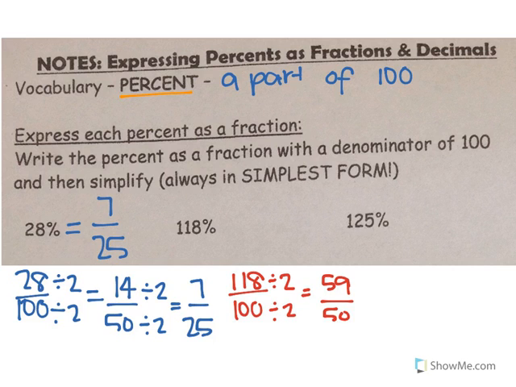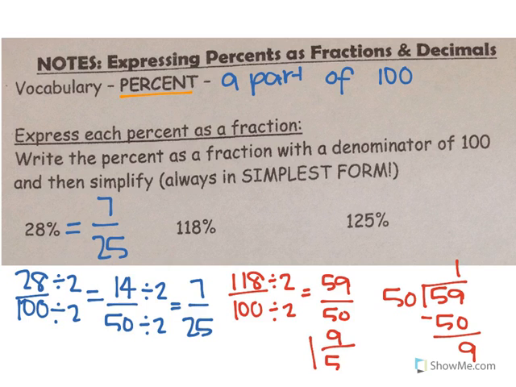Now, 59 over 50 is an improper fraction, and we want to convert this to a mixed number. So what I'm going to do is divide 59 by 50. Well, 50 goes into 59 one time. 50 times 1 is 50, so I'm going to subtract 59 minus 50, and I get a remainder of 9. So my mixed number is 1 and 9/50ths. And so when I have 118% expressed as a fraction, I got 59/50ths, and then I needed to change that to a mixed number, so it is 1 and 9/50.